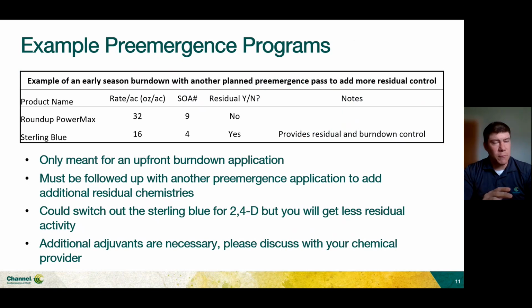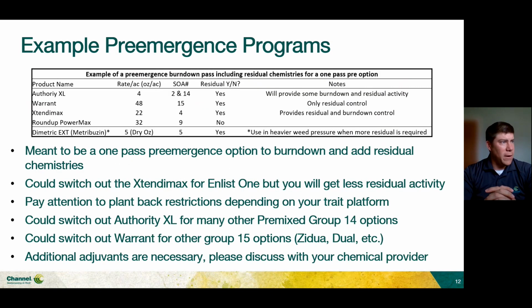But anyway, you could swap out 2,4-D for the dicamba, but Roundup plus a group 4 is going to be an excellent choice here. Obviously, there are additional adjuvants necessary, so please discuss that with your chemical providers, whether that be an AMS or a water conditioning agent. There's several, so certainly talk about that with your chemical provider.